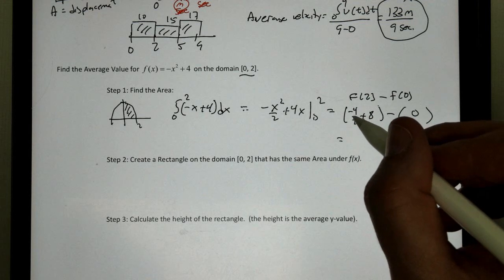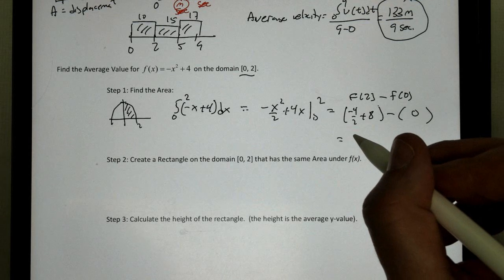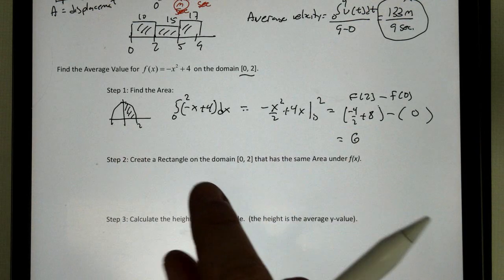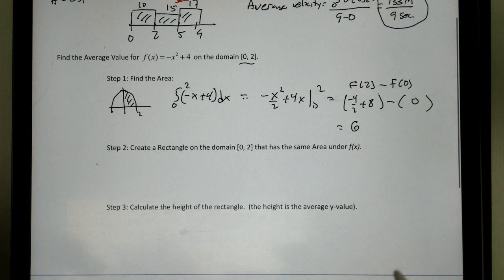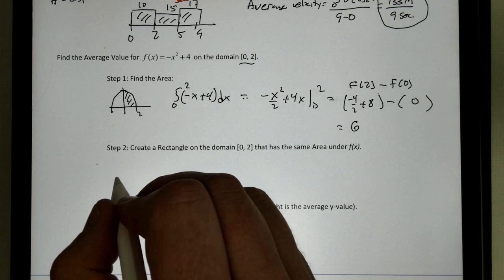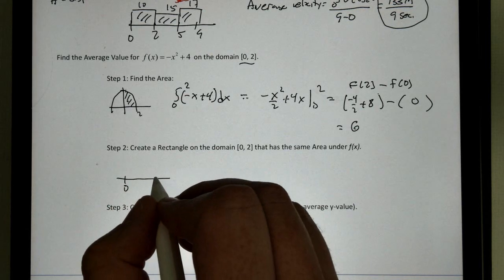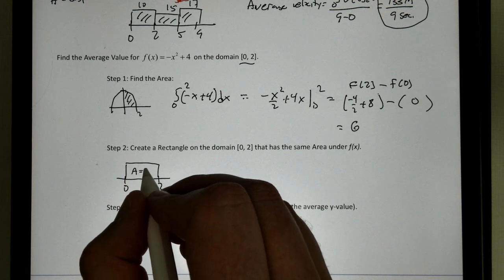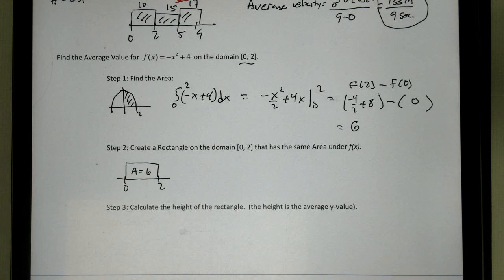Negative 4 over 2 is 2, negative 2 plus 8, and that just becomes 6. So the area from 0 to 2 is just 6. Now, what average value is really saying to do is we can create a rectangle on the domain 0 to 2. This rectangle will also have an area of 6.